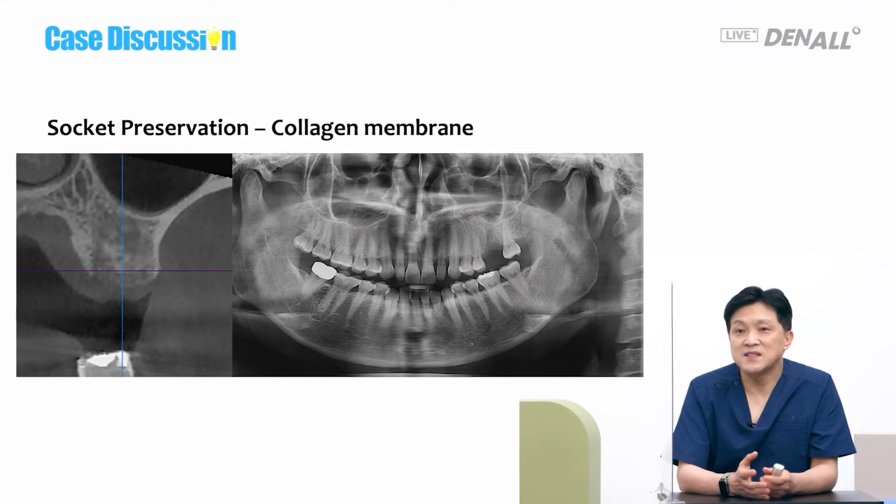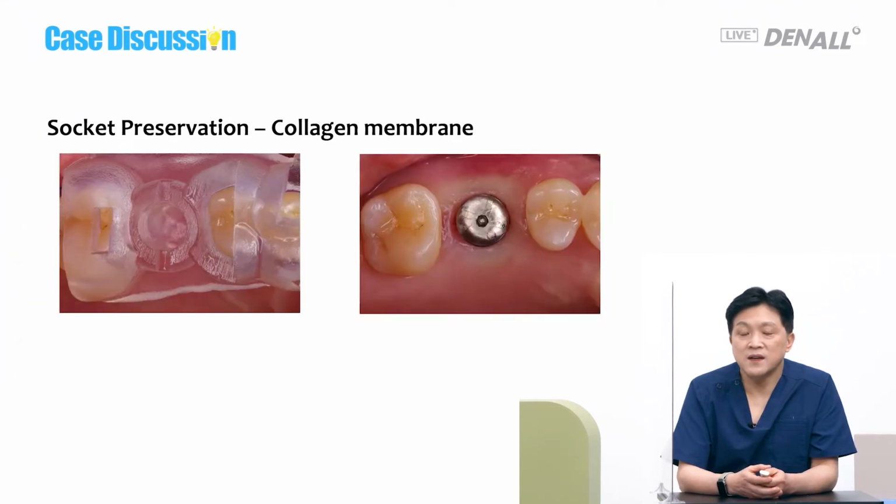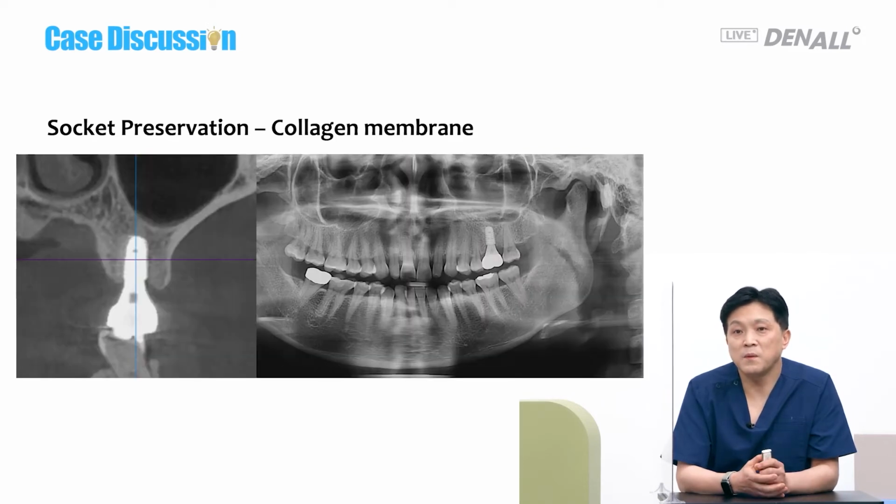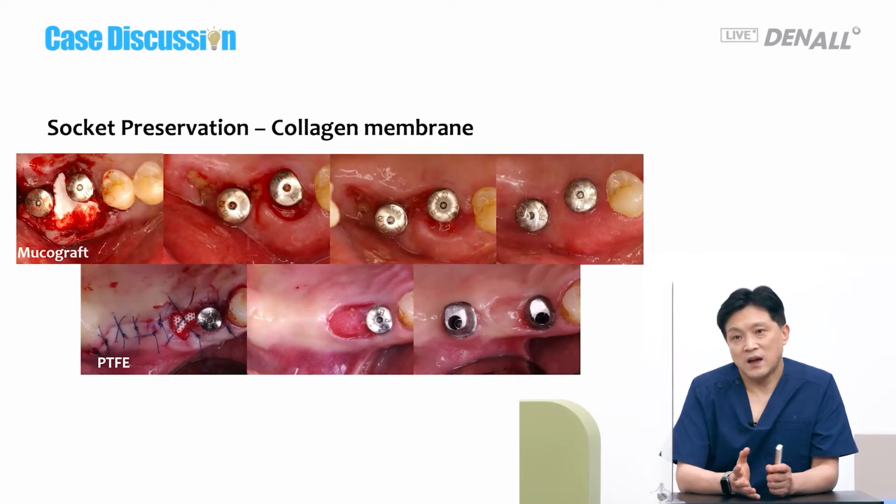I'll talk about that later. After the healing, one guide is used for the flapless surgery to place an implant. The rest of it is the standard procedure. Prosthesis. So, socket preservation is done like this, expecting this type of outcome. This is a slightly different case.